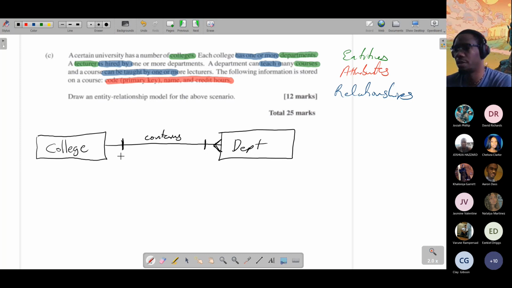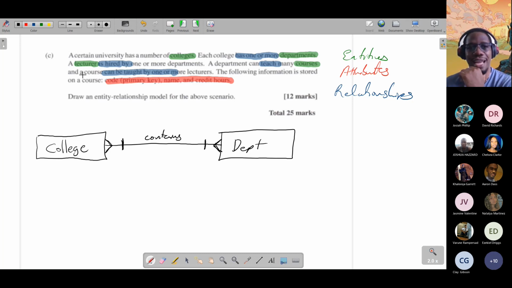Can a department belong to more than 1 college? This is where we make an assumption. Yes, we could assume that a department is shared between colleges. So we could say a specific department like the language department might belong to the South College and the North College. We can make that assumption because it was not told to us explicitly in the example.